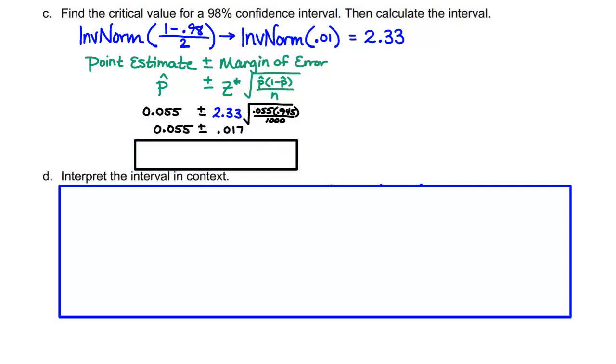So I got 0.017 as my margin of error if I take it out to just 3 decimal places. You should get something reasonably close to that. And then to find that confidence interval, you need to subtract for the lower bound and add for the upper bound. 0.038 to 0.072.